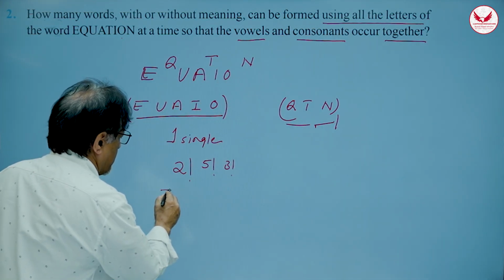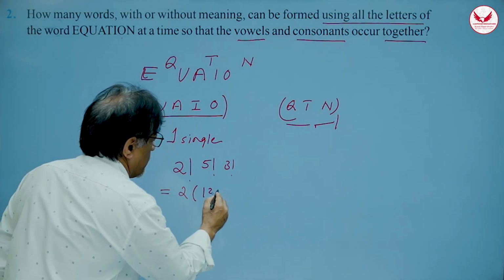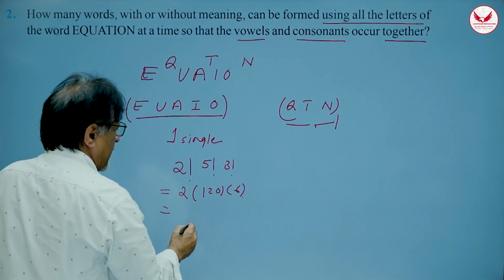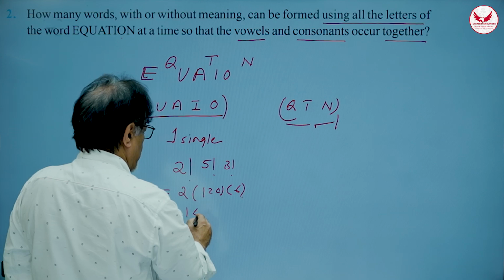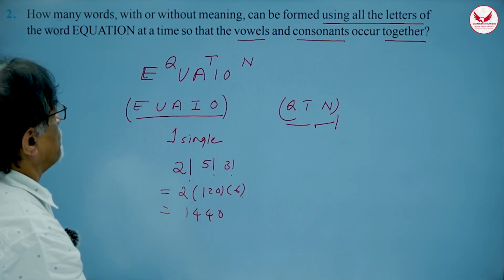Now, if I want to calculate a numerical, 2 factorial is nothing but 2, 5 factorial we all know is 120, and 3 factorial is 6. Therefore, the answer is 1440. Okay, so this many words can be formed.